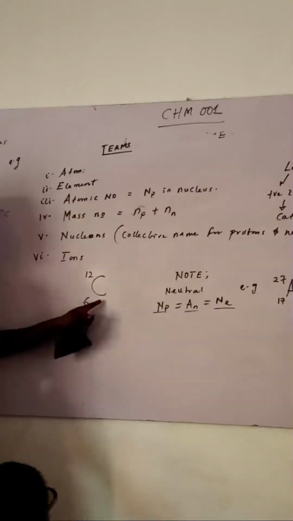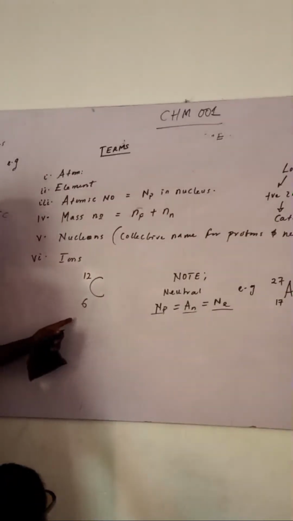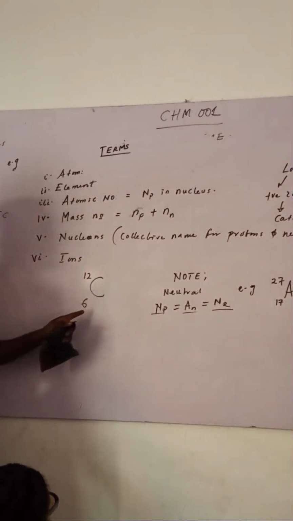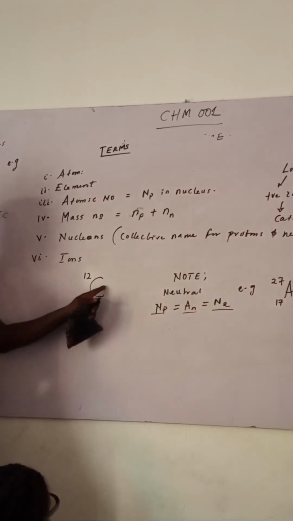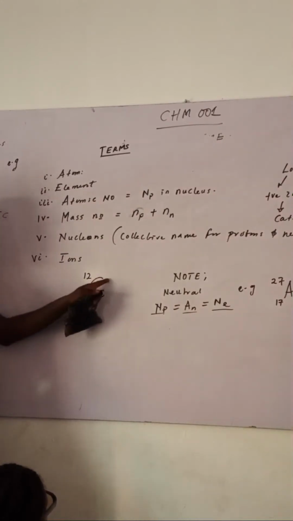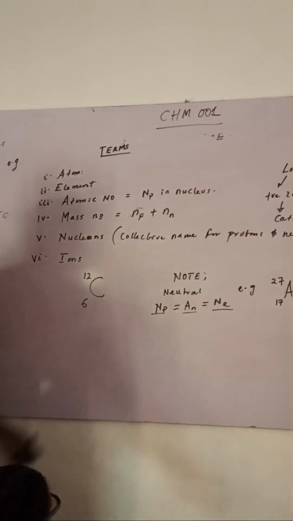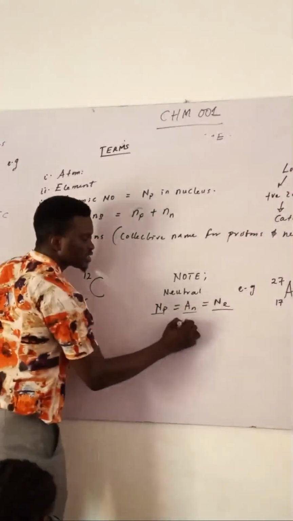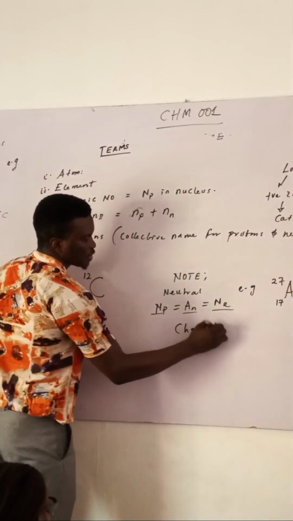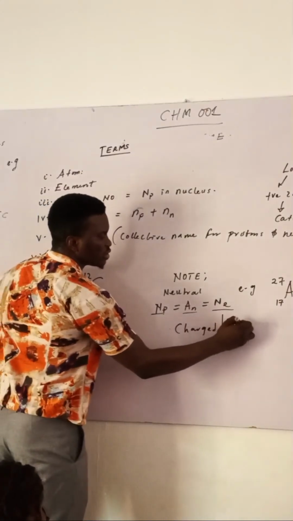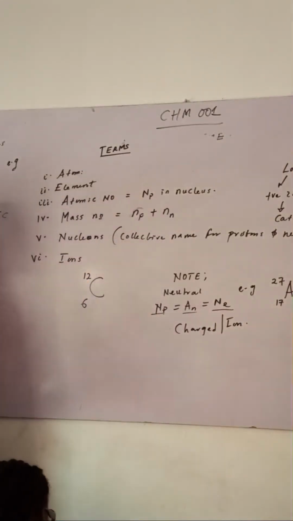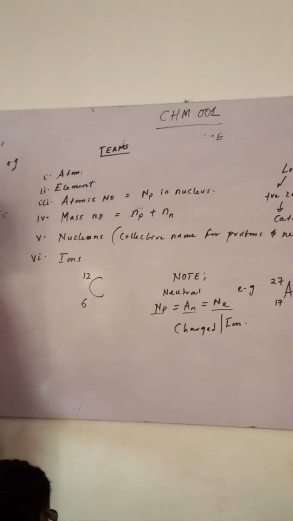Let's look at this guy. Can you determine the number of protons here? That's 6. Atomic number is also what? Number of electrons is what? Because it is neutral. So, secondly, if it is charged, that means it is already an ion.